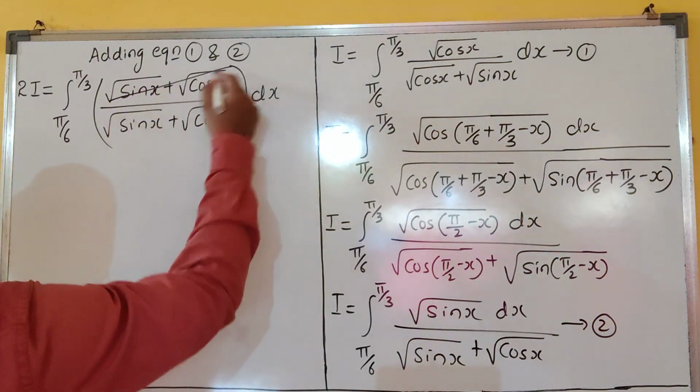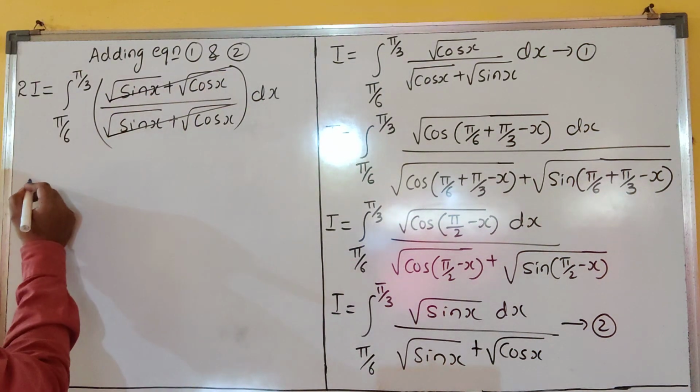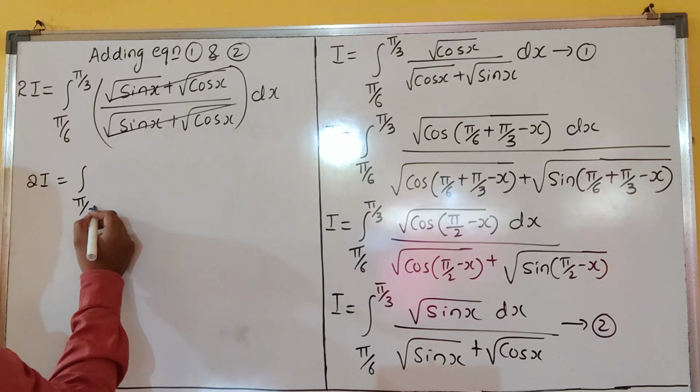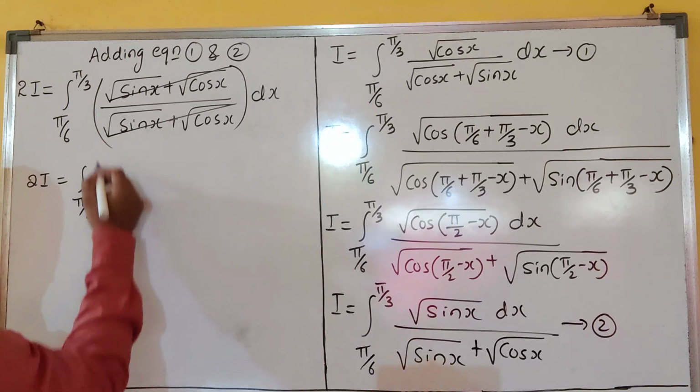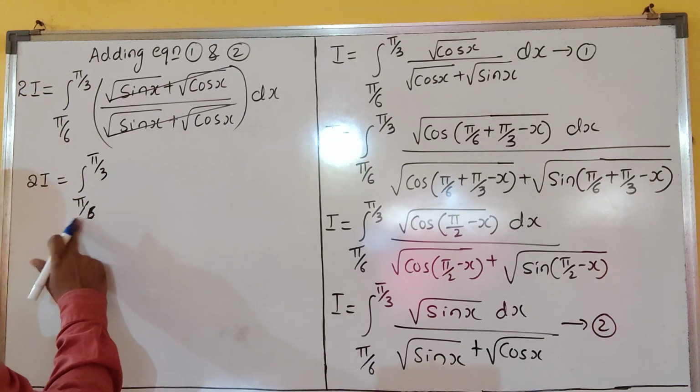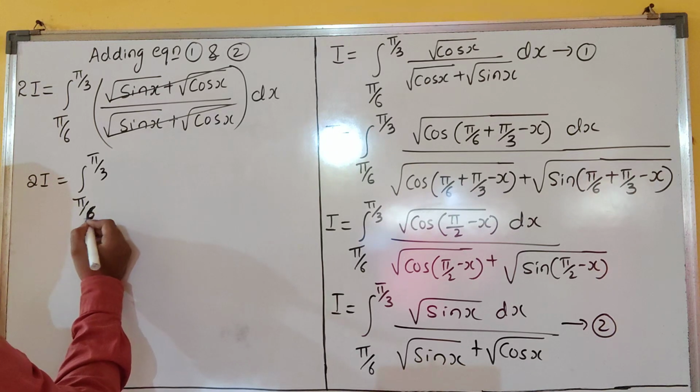So this will get cancelled. Both are same. What are you left with? You are left with only one, dear students. Only one. And this is pi by 6. Don't get confused, this is pi by 6.